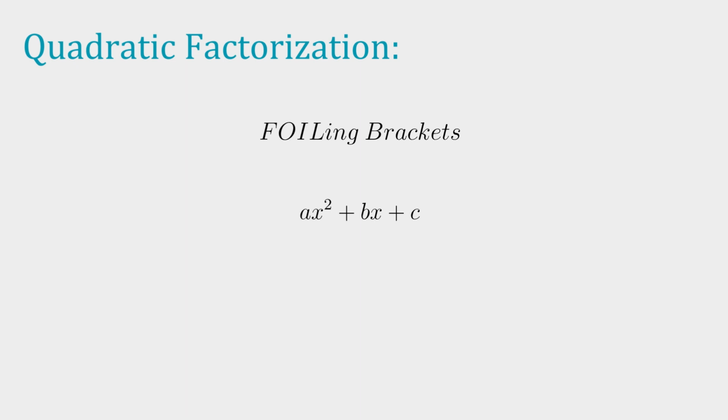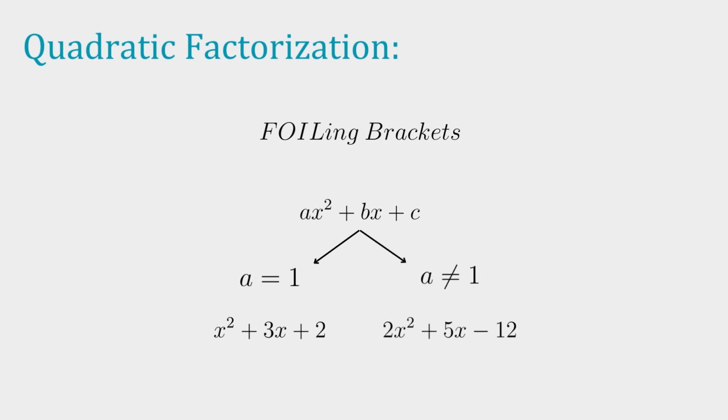One where the a is equal to 1, where a is the coefficient of x squared, for example x squared plus 3x plus 2, and another where a is not equal to 1, for example 2x squared plus 5x negative 12.